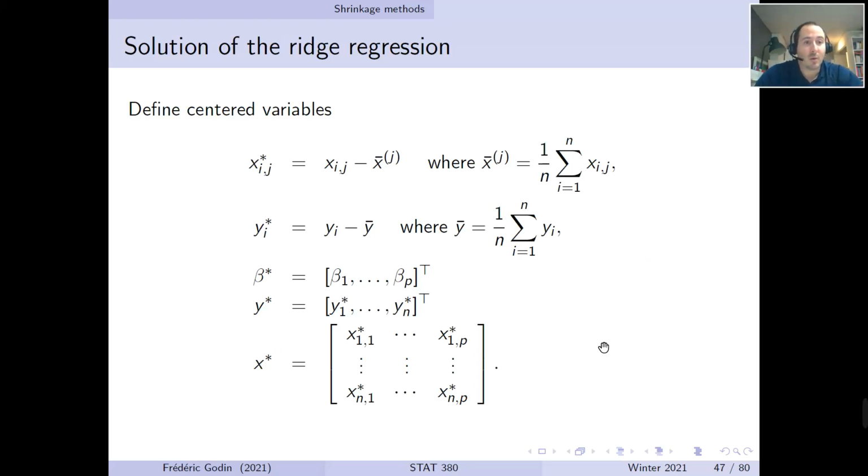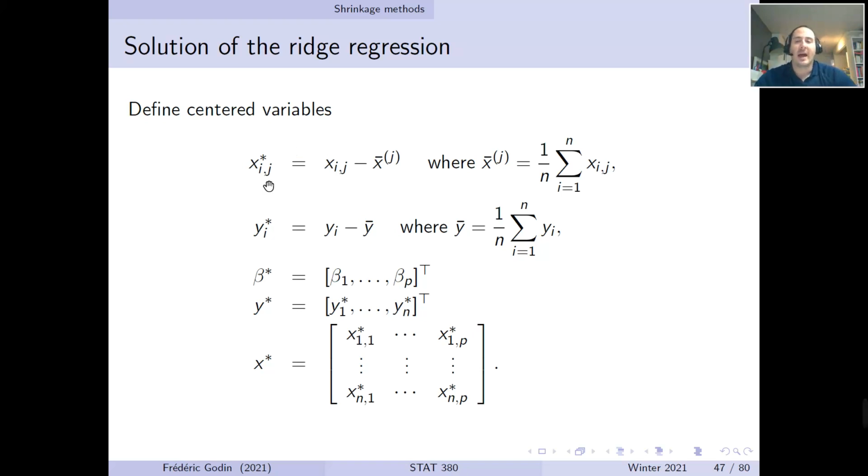Now we're going to solve the ridge regression. For the ordinary OLS regression, we already had a closed form for the solution of estimates of beta. But now we're going to generalize that formula to ridge regression. To do that, we'll first need to introduce a bit of notation. We have to introduce centered quantities. What do we mean by that? We mean quantities where their sample mean is subtracted.